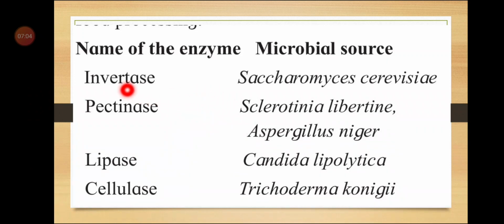Enzyme invertase is produced from Saccharomyces cerevisiae, pectinase from Sclerotinia libertiana and Aspergillus niger, lipase from Candida lipolytica, and cellulase from Trichoderma konigii. You need to remember all the names of the enzymes and microbial sources from this chapter. All the microorganisms that are involved, you have to remember those names very properly.